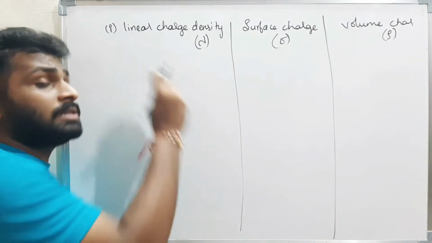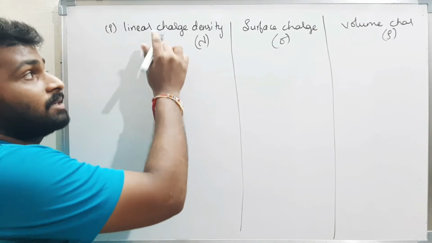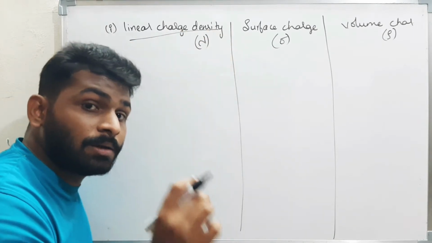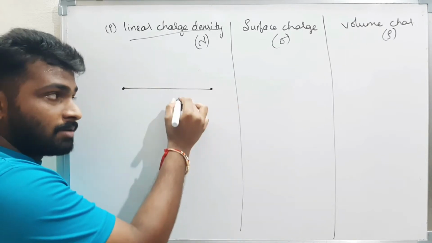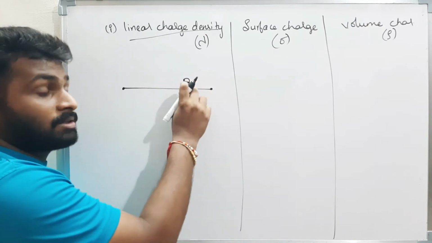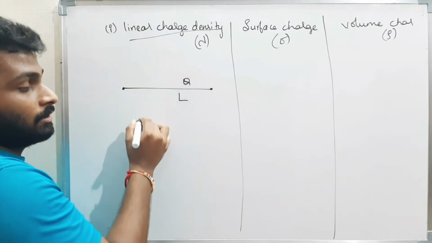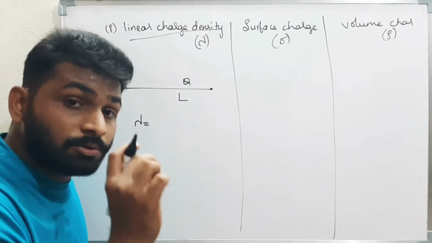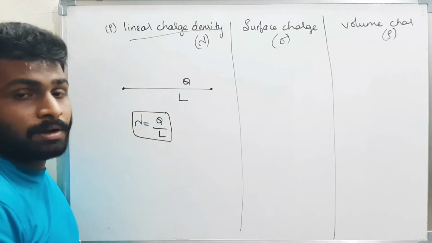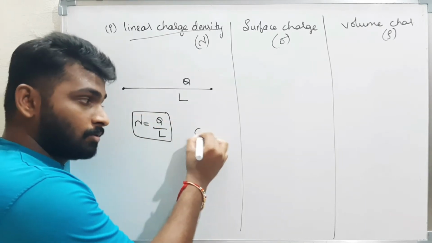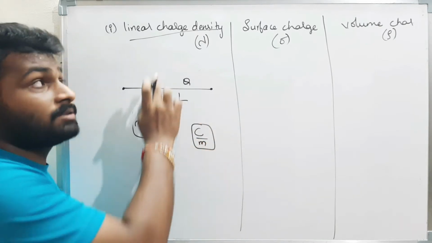What is linear charge density? The linear charge density is nothing but the charge present per unit length. That means there is a wire of length L and charge Q, and this charge is uniformly distributed throughout the length. Now what is lambda? Lambda is nothing but the charge per unit length, that means charge by length. For the unit, coulomb for charge and meter for length, so coulomb per meter is the unit for linear charge density.